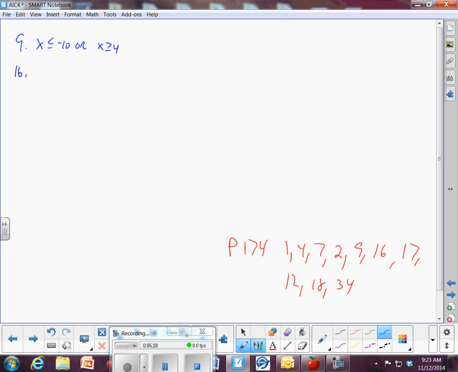Okay, number 16. X less than negative 3 or x greater than negative 1. Okay, 17 is negative 8/3 less than or equal to x less than or equal to 4/3.